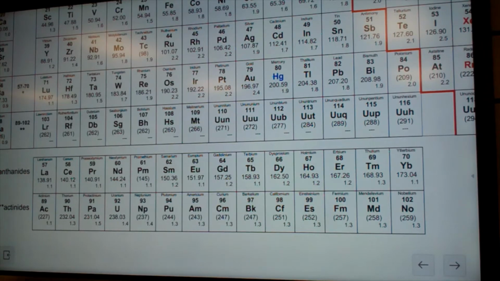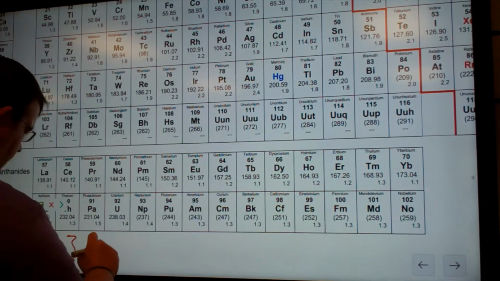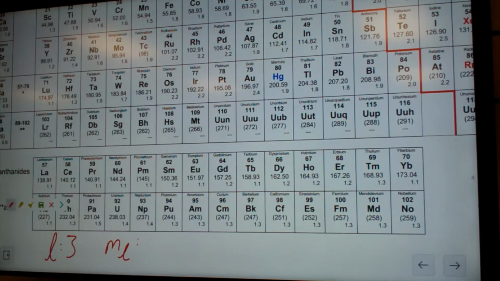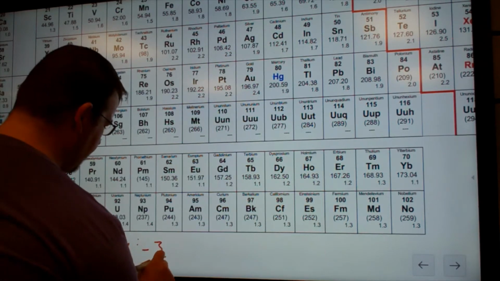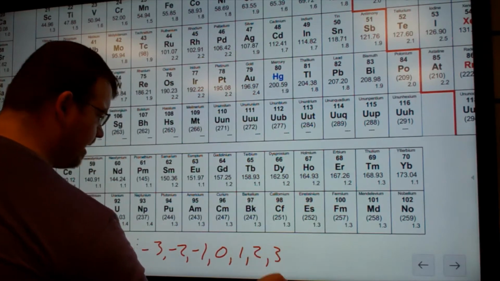The F block, remember, it's lanthanides and actinides, and in this you're going to follow the same suit that you've always been following. So the question is, if you're in the F block, then what is L? If you're in the F block, you should know L has to be 3. So then what's M sub L? M sub L is the range. It goes from negative L to positive L. So it's going to go from negative 3 to positive 3. So in this case, we got negative 3, negative 2, negative 1, 0, 1, 2, 3.